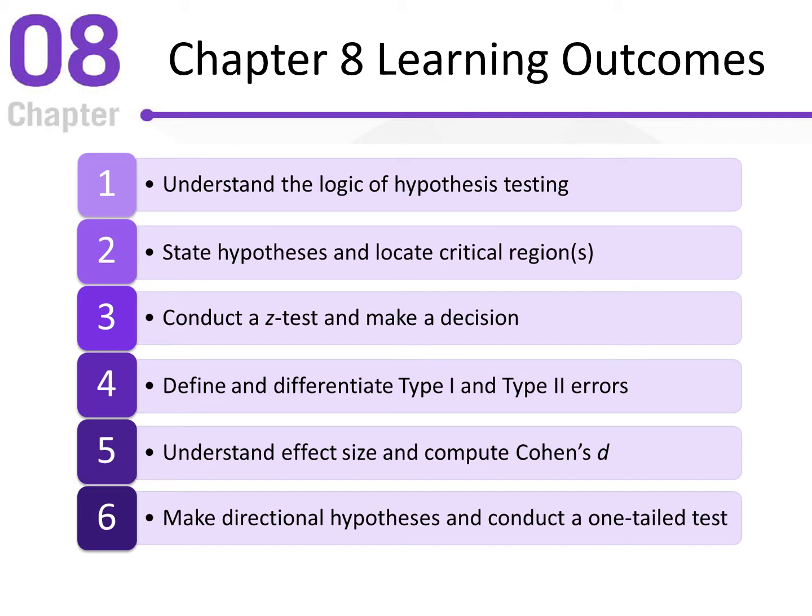We're going to be talking about using the z-test to make decisions with regard to hypothesis testing. This is the first basic inferential test we're going to be doing, and we're going to follow this up in later chapters with the t-test, ANOVA, correlation, etc. We'll talk about the two different types of errors, type 1 and type 2 errors, that you can make while doing hypothesis testing. Understand the importance of effect size and compute a basic measure of effect size called Cohen's d. And then differentiate between directional and non-directional hypotheses.